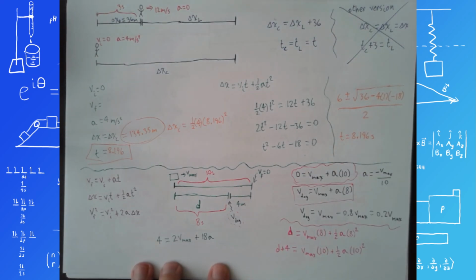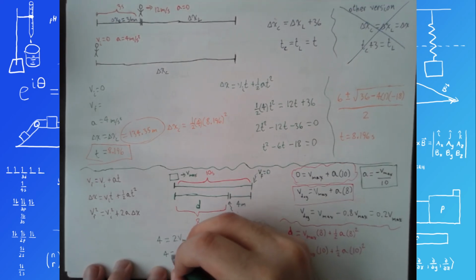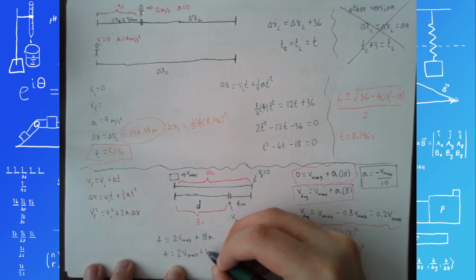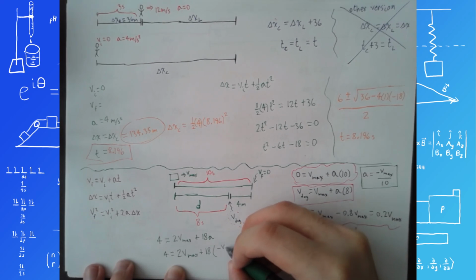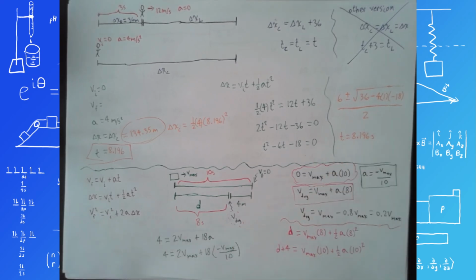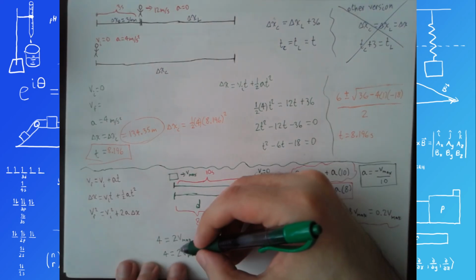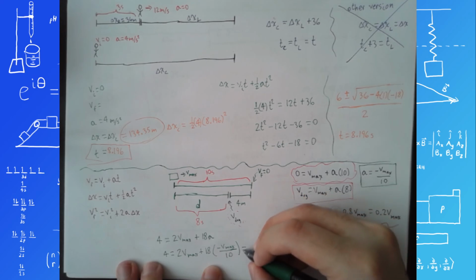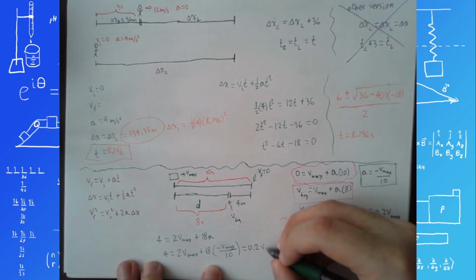And now that's my equation in two unknowns. Combine it together with this, or preferably, since I already went to the trouble of rearranging it, substitute acceleration with negative Vmax over 10. And if I do that, I'm left with 4 equals 2 Vmax plus 18 times negative Vmax over 10. And negative 18 over 10 is negative 1.8. So I'd have 2 minus 1.8 is 0.2. I'd be left with 4 is equal to 0.2 of Vmax.